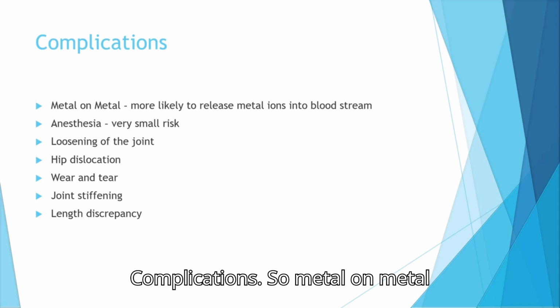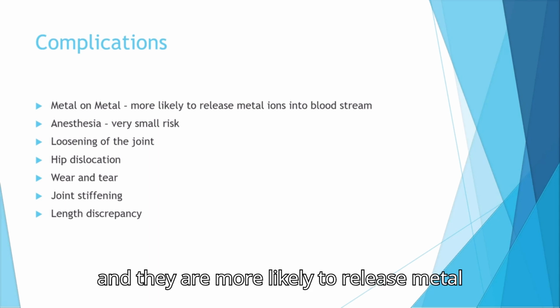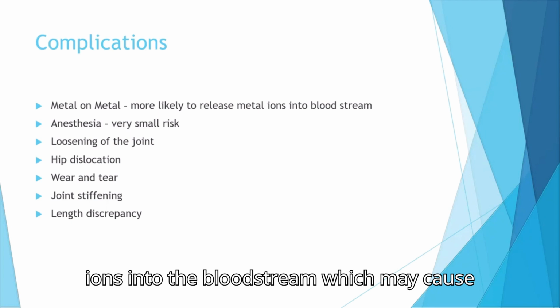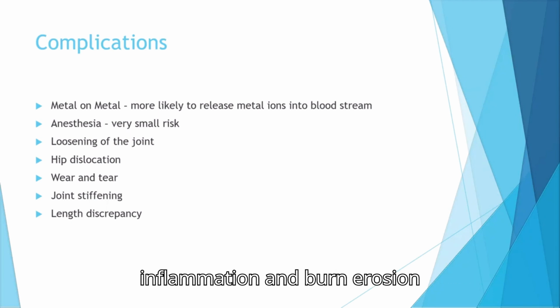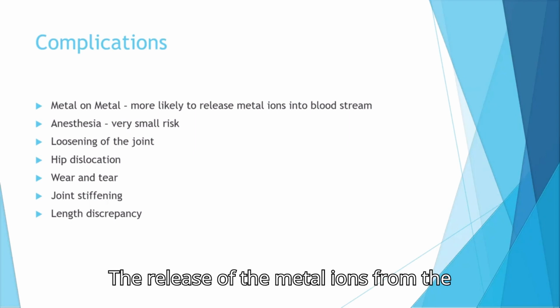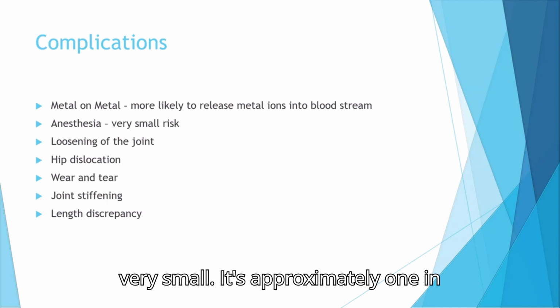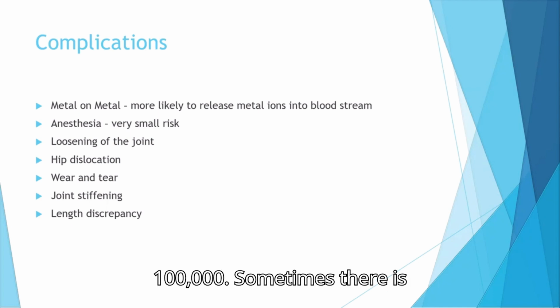Complications. Metal on metal is a rare implant component, and they are more likely to release metal ions into the bloodstream, which may cause inflammation and bone erosion and other complications. The release of the metal ions from the components is known as metallosis. Next, we have anesthesia. The risk is very small, approximately 1 in 100,000.